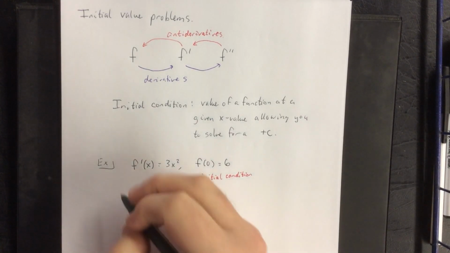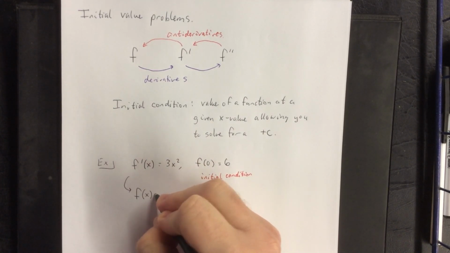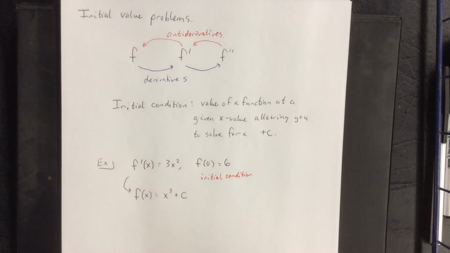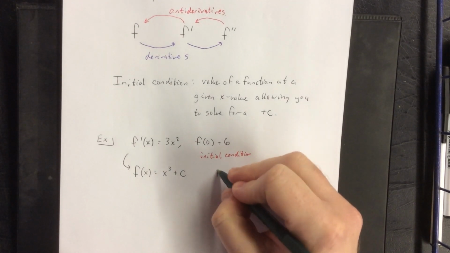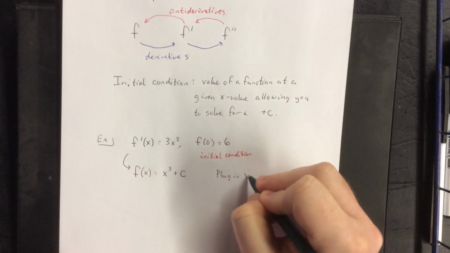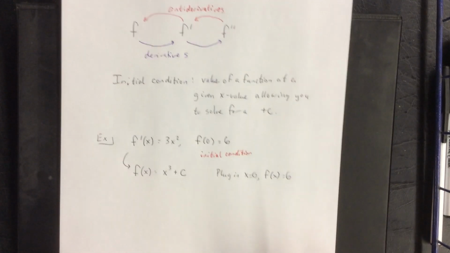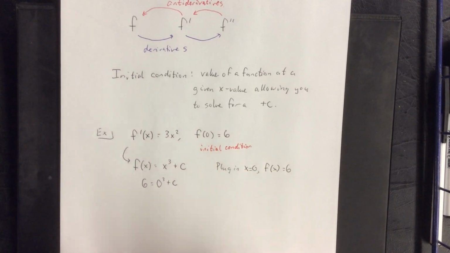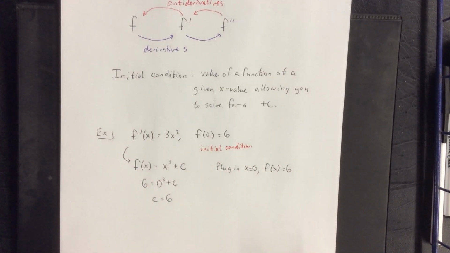Now, we've already talked about what the antiderivative of this would look like. The antiderivative of a derivative is going to be whatever that antiderivative is plus your generic c. Now, this is where you can plug in your initial condition. The interpretation of the initial condition is plug in x equals 0 and f of x will be equal to 6, giving us that 6 is equal to 0 cubed plus c, allowing you to solve for c. In this case, that would be c is equal to 6.